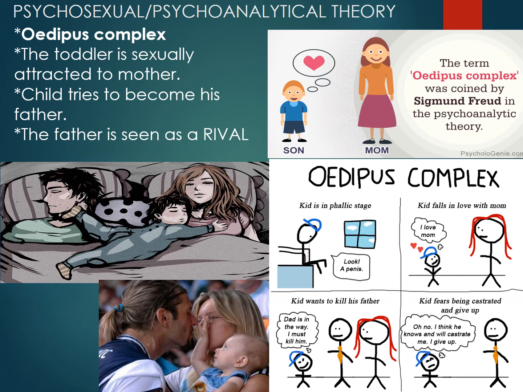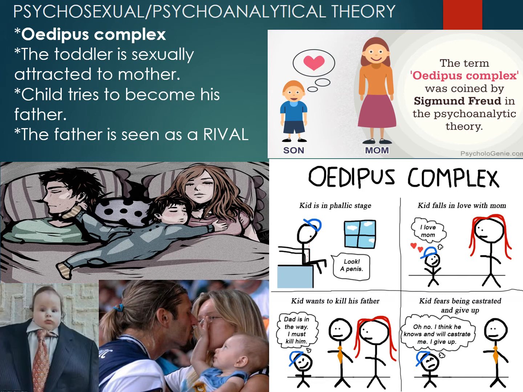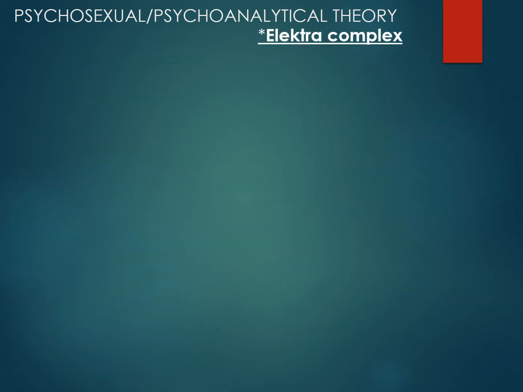Sabi dito, oh no, I think he knows that I am in love with his wife and he will castrate me. I give up. So that is how the Oedipus complex usually happens during the toddlerhood. So ganito po yun. We also have to talk about another complex which we call the Electra complex. Ito naman po nangyayari for female toddlers who are in the ages 1 to 3 years old.